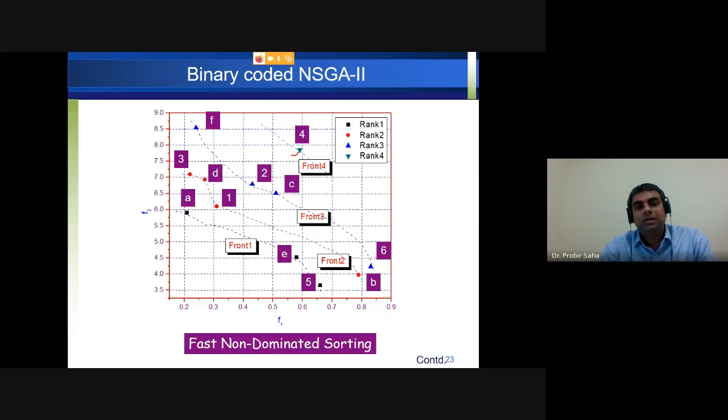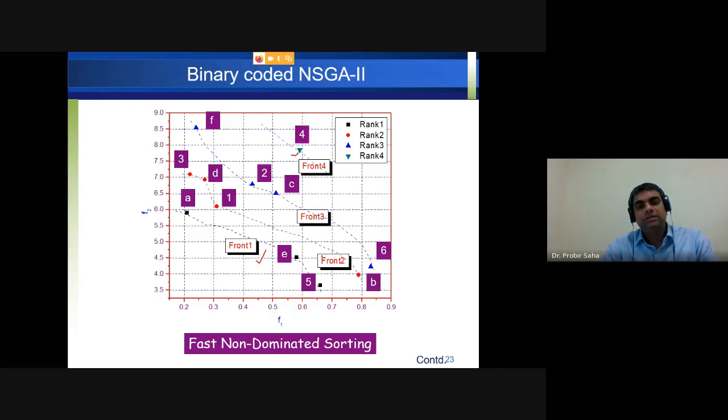I mean, okay, who is in front 1? Okay, this is front 1. So you can see in front 1, A, E, and 5, these 3 solutions are lying. So they are the best. These 3 solutions are the best among 12. So 9 are discarded. So you do not deserve to be in rank 1 because you are inferior to us. A, E, and 5 say you are inferior to us, so you do not deserve to be here. So we all 3 are deserving to be in rank 1.